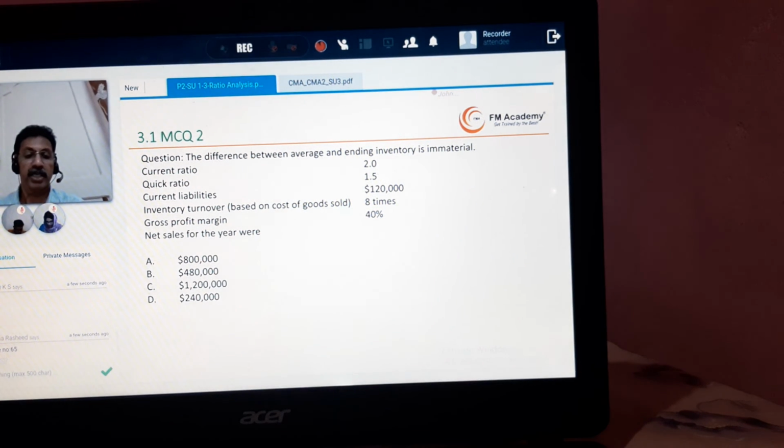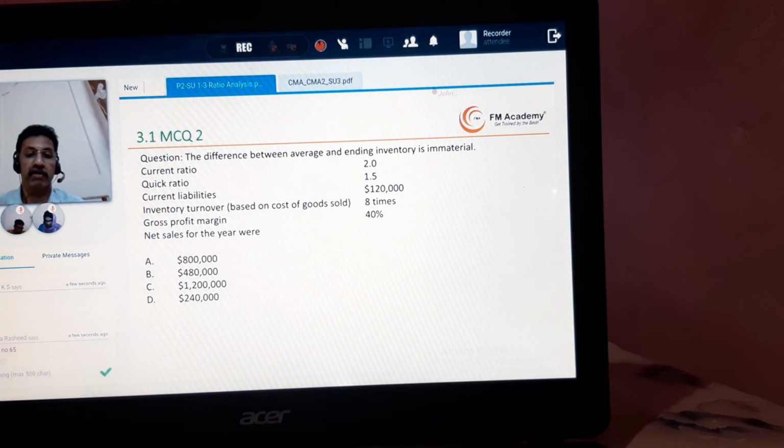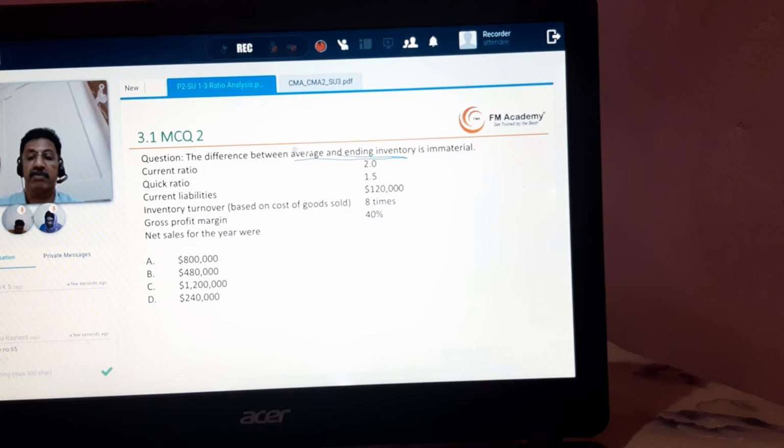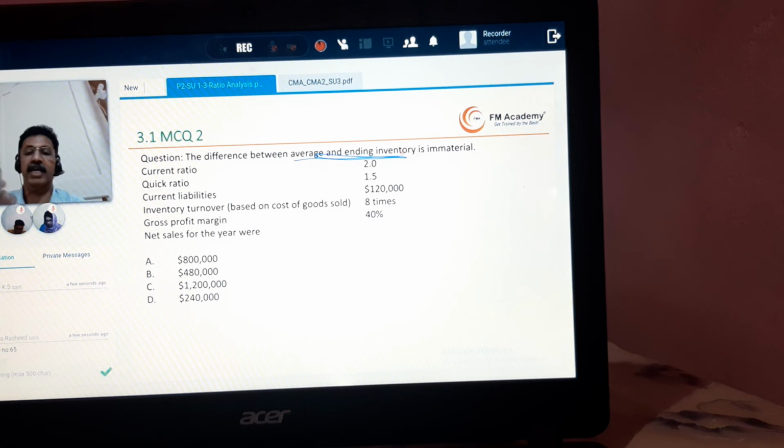Here there is no beginning inventory, so I have to take the ending inventory as the average inventory. But it is also given that the difference between average and ending inventory is immaterial. Even if it is not given, you have to assume the same thing. So ending inventory is the same as average inventory. So you can put that in the inventory turnover ratio. Cost of goods sold divided by inventory, what you found out, is equal to 8. So cost of goods sold is equal to 8 into that inventory.